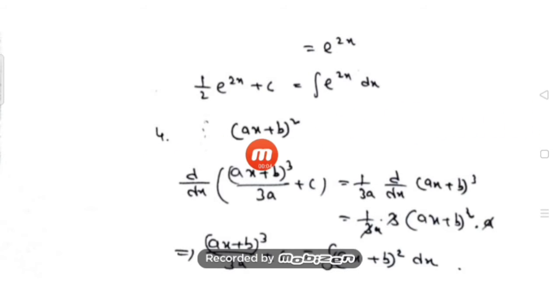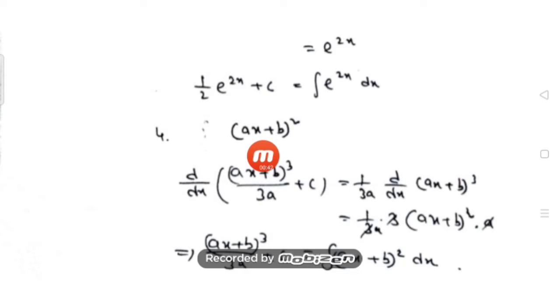Your question number 4 is (ax plus b) whole square. If I take the derivative of a cube expression, that will give you a square expression, is it not? Because when the power of an algebraic expression is a constant, the power will be decreased by 1. So here also, when I take the derivative of (ax plus b) whole cube, it will have the (ax plus b) whole square expression. But an extra 3 will come, because 3 into something will give, and also the coefficient of x is a here, that also comes when I take the derivative.